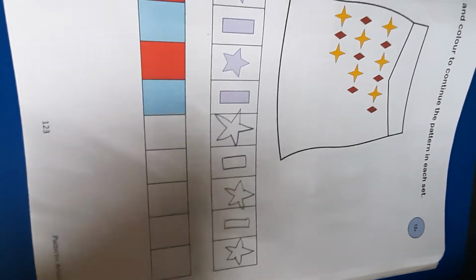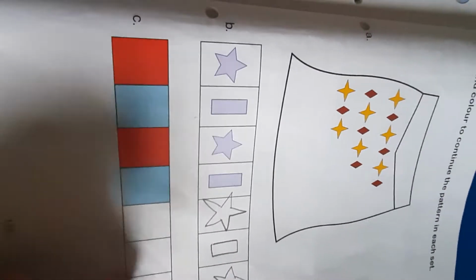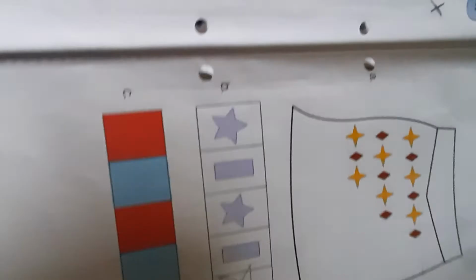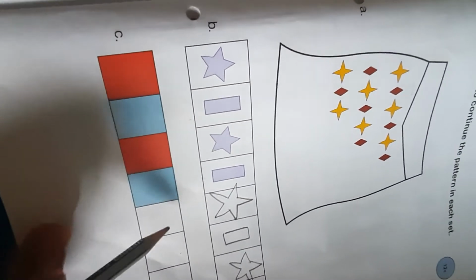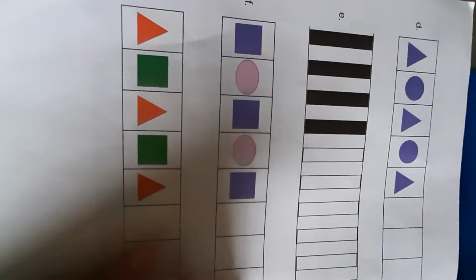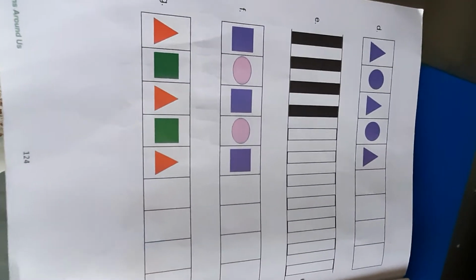Okay, like that you have to draw and color it, children. Like that you have to complete the remaining. Here the colors are given, no, red, blue. So like that you have to color the remaining. And in the next page also the same, children.